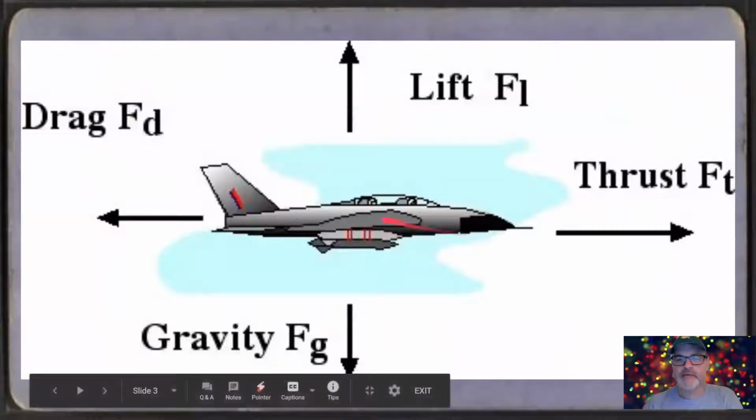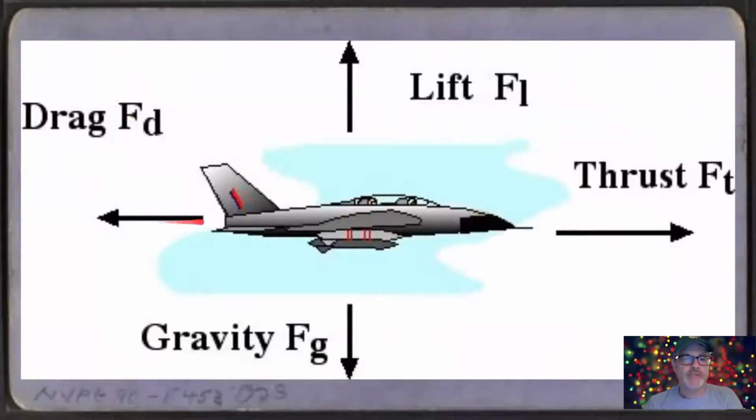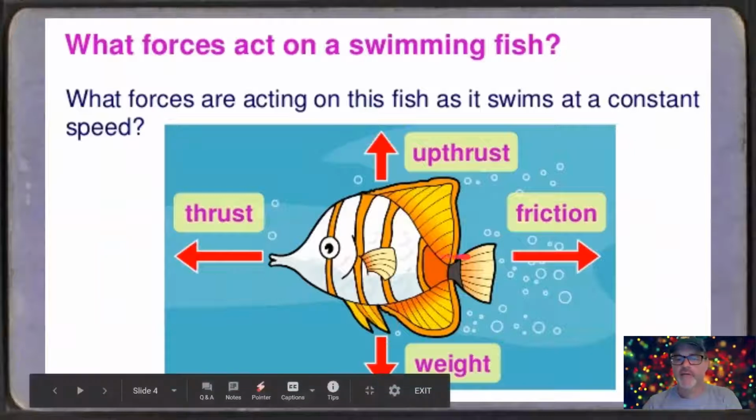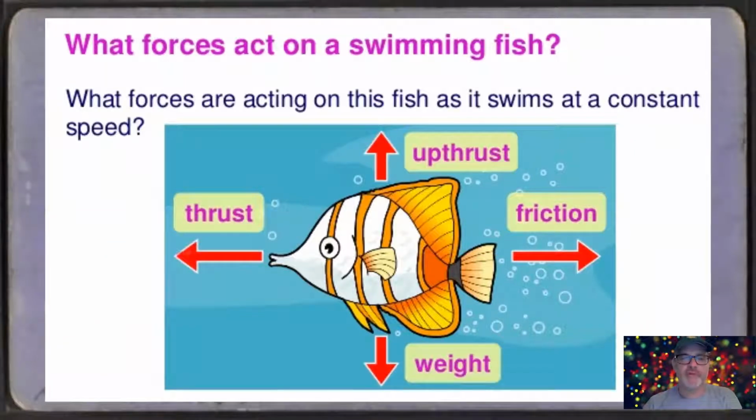On an airplane, you have this lift force that keeps the airplane in the air. You have gravity pulling down, the jet engines push it forward, and the wind resistance drags against the aircraft. And then a fish, pretty much the same thing. The buoyancy causes the fish to want to float up. Gravity wants to hold it down. Friction works against it as it swims in one direction.